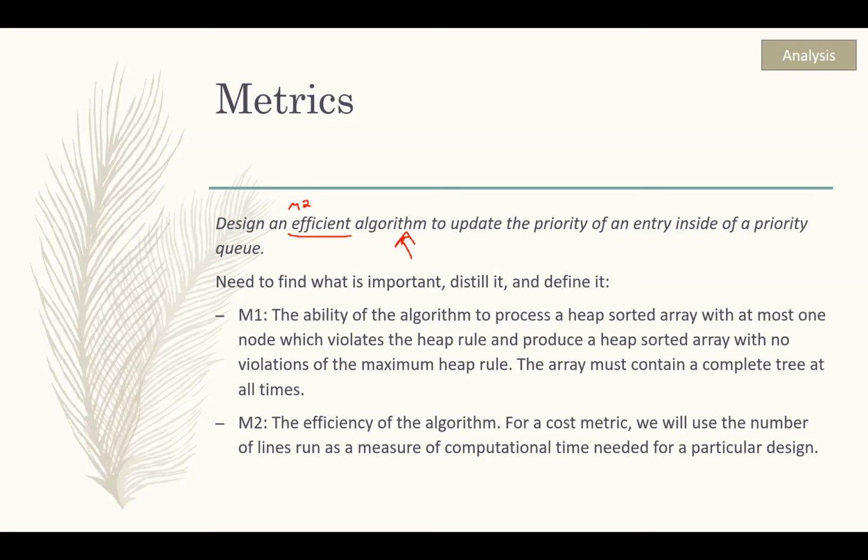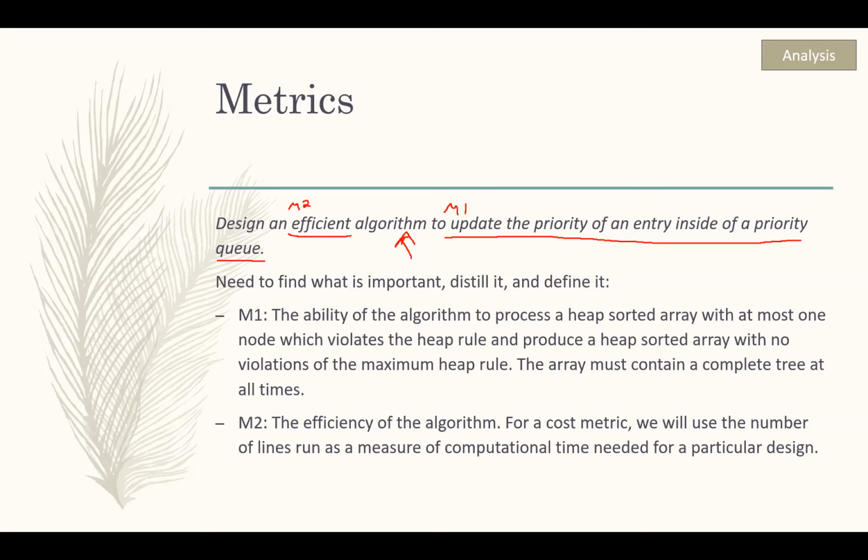And then the second thing is we want to update the priority of an entry inside of a priority queue. This is the second part, which is basically a Boolean requirement. I need to be able to do this, versus the other one, which is just efficient.